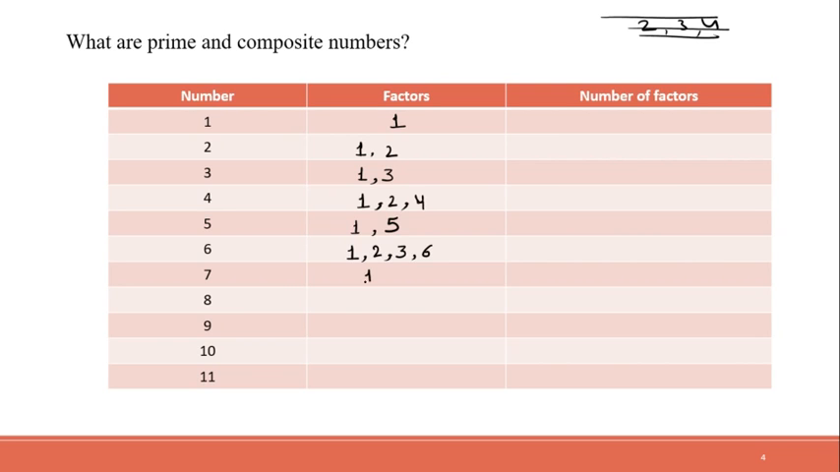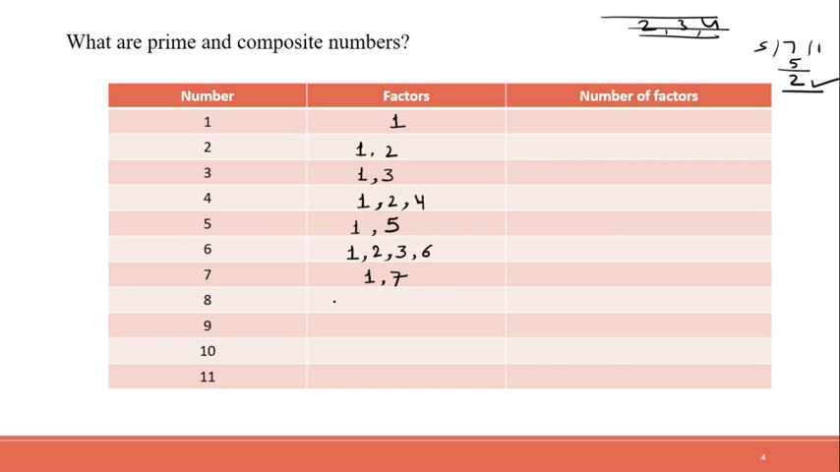Now come to 7. 1. And will 7 be divided by 2? No, because 2 into 3 is 6 and still we have a remainder of 1. Same with 3. 3 into 2 is 6 and still 1 remainder. Then 4, again 3 remainder. Then 5, if I divide 7 by 5, I'll get a remainder of 2. Then 6 into 1 is 6, still 1 remainder. Then 7. 7 will divide the number. We will not check further because we have reached the number itself and a factor cannot be larger than the number itself.